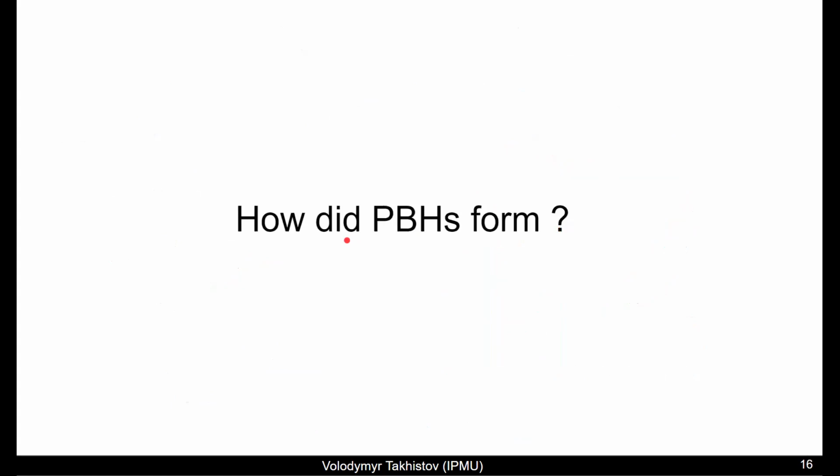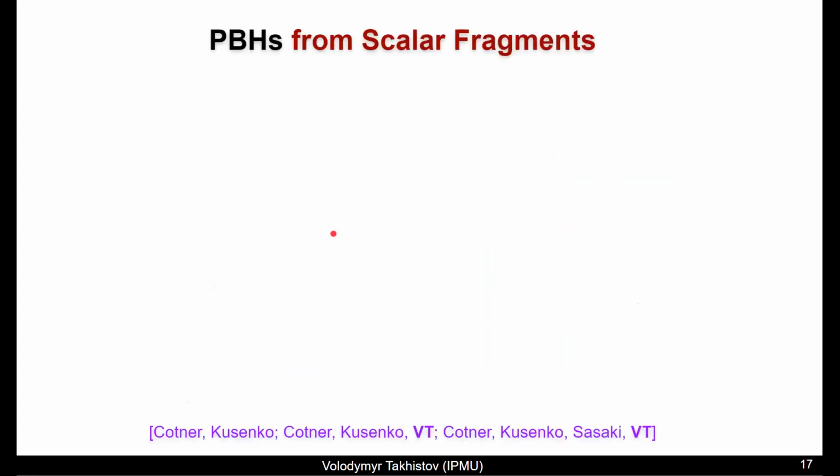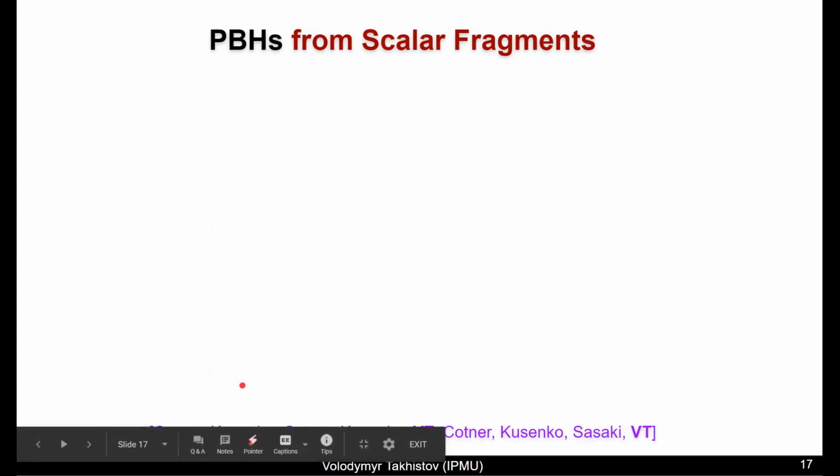Now, I have so far discussed the various astrophysical signatures and how PBH can solve some astronomy puzzles, but I have not discussed where they come from. So where did PBH come from? Of course, there are many formation models, but let me present to you one interesting possibility of primordial black holes from scalar fragments. This was originally suggested by Alex Kusenko, a student, and then I introduced some other variations of this mechanism. Then with Sasaki-san, we understood this in more generality.